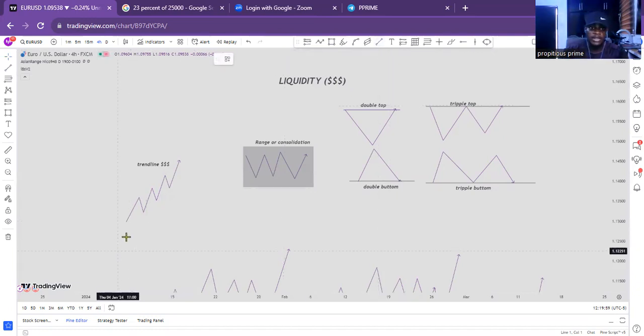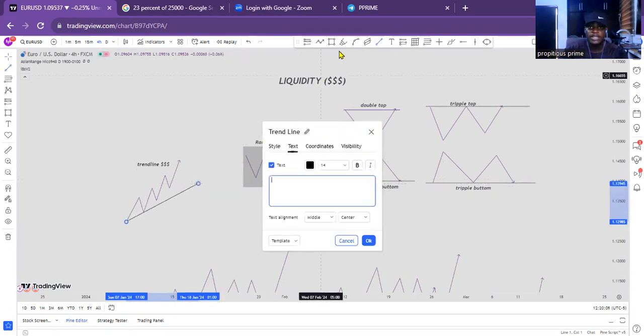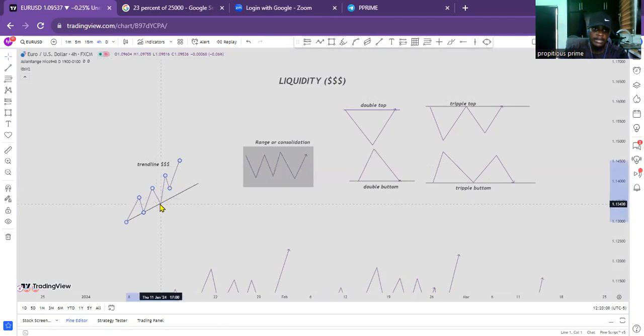Why do we call this a trend line liquidity? Because it is going as a trend, or it's going on a particular way that looks like this. As far as it keeps touching that trend line, then it's still to be taken as a liquidity. So this, for example, is what we call a trend line liquidity.